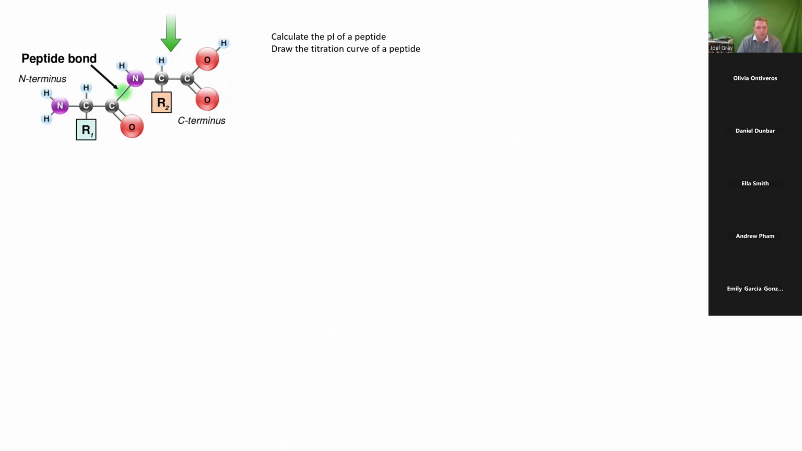Now, one of the exercises that I will ask you to do is to tell me the charge of a molecule, and I'll ask you to tell me the pI of a molecule. Now we're going to start with a dipeptide.